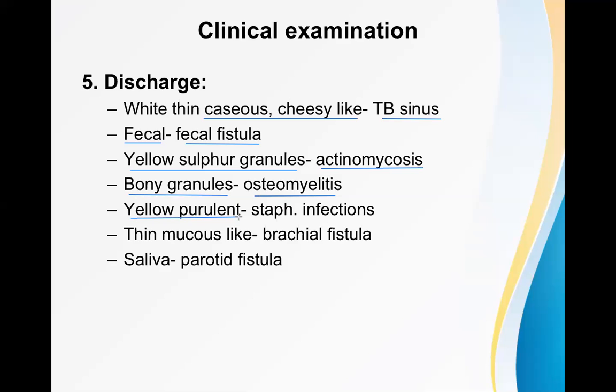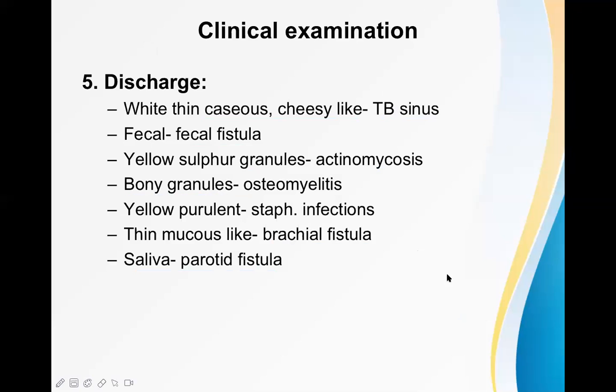Yellow purulent type of discharge is seen in pus-forming bacterial infection, and the most common among them is Staphylococcus aureus. You can include other bacterial infections also here. It's pus. Thin mucus-like discharge is from a branchial fistula, and saliva comes from a parotid fistula. So what is the message you have got from here? We need to examine the discharge quite carefully, and from the discharge some information can be obtained.